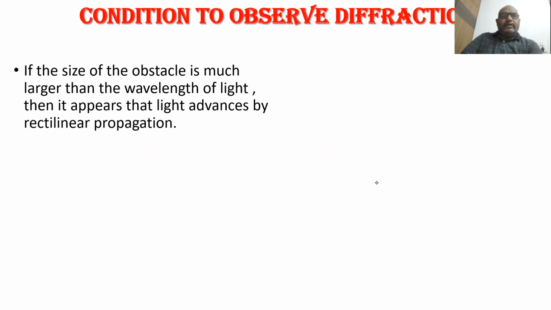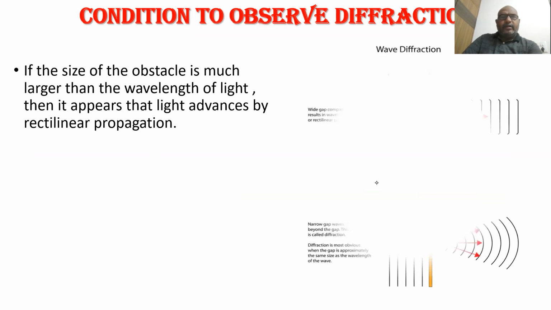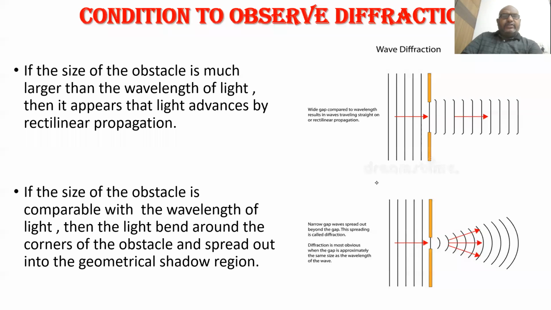So, conditions to observe diffraction: if the size of the obstacle is much larger than the wavelength of light, then it appears the light advances by rectilinear propagation. If the size of the obstacle is comparable with the wavelength, the light bends around the corners of the obstacle and spreads out into the geometrical shadow region.